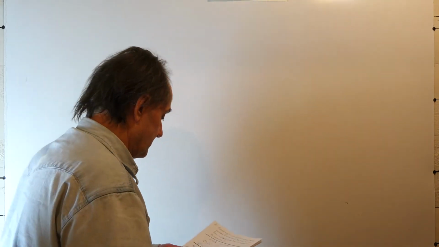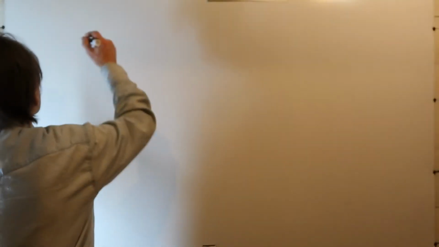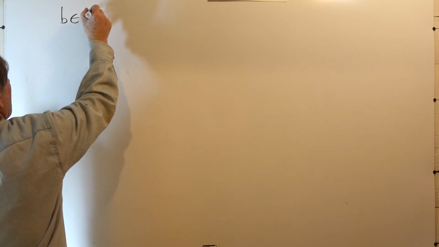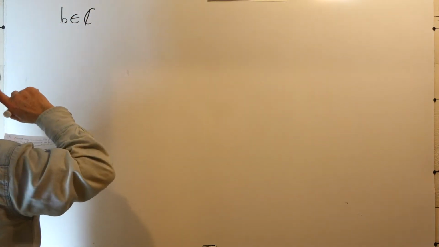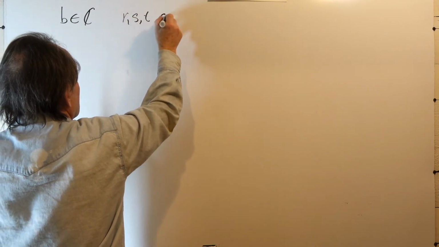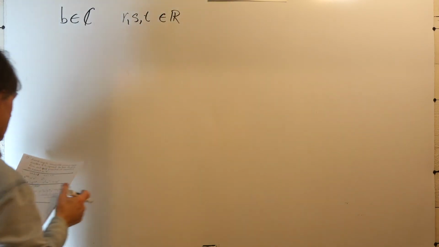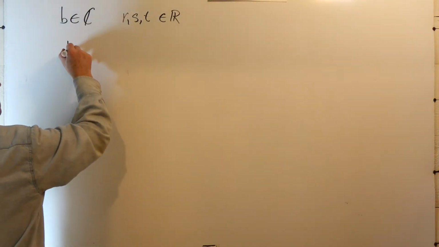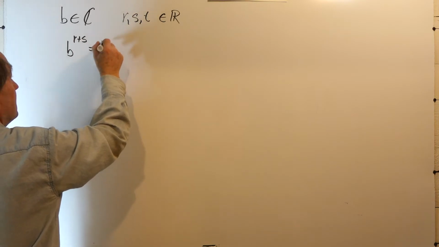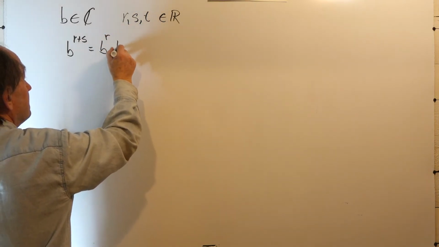When manipulating powers of complex numbers, we need to make use many times of properties of exponents. So let's just review that first. If we let b be an element of the complex numbers, this is going to be the base, and r, s, and t are going to be elements of the real numbers, then b raised to the r plus s is going to be b to the r times b to the s.